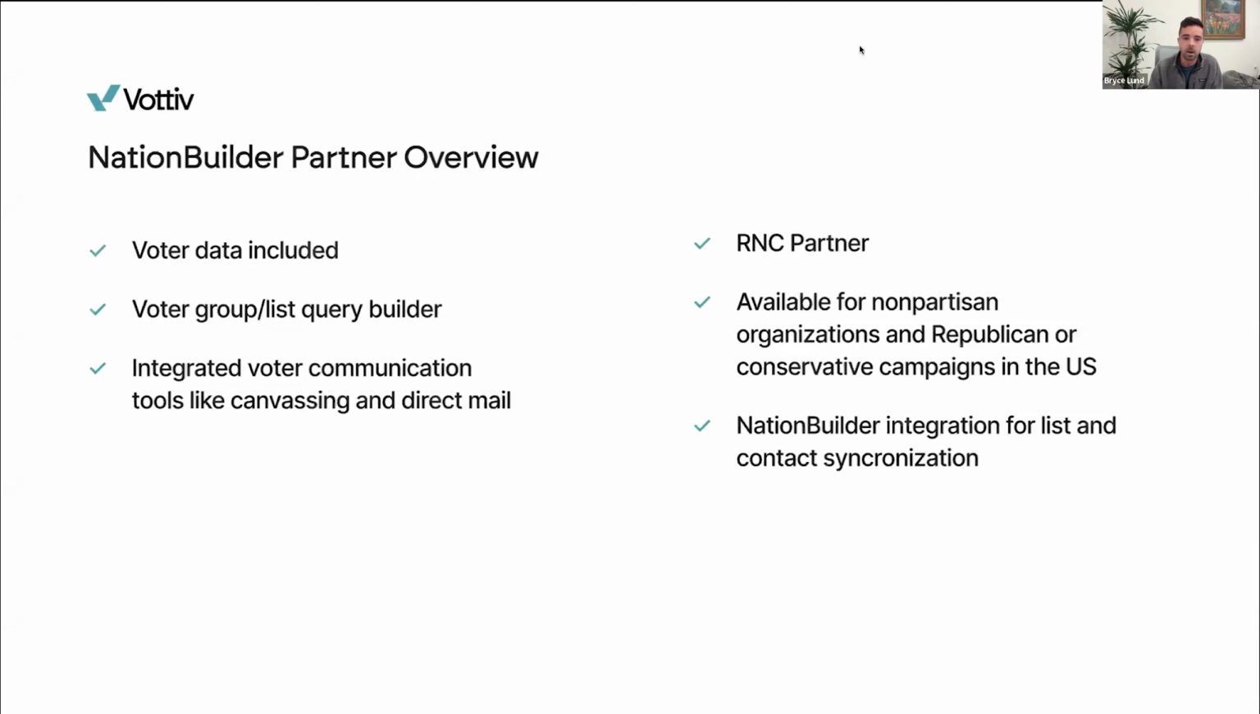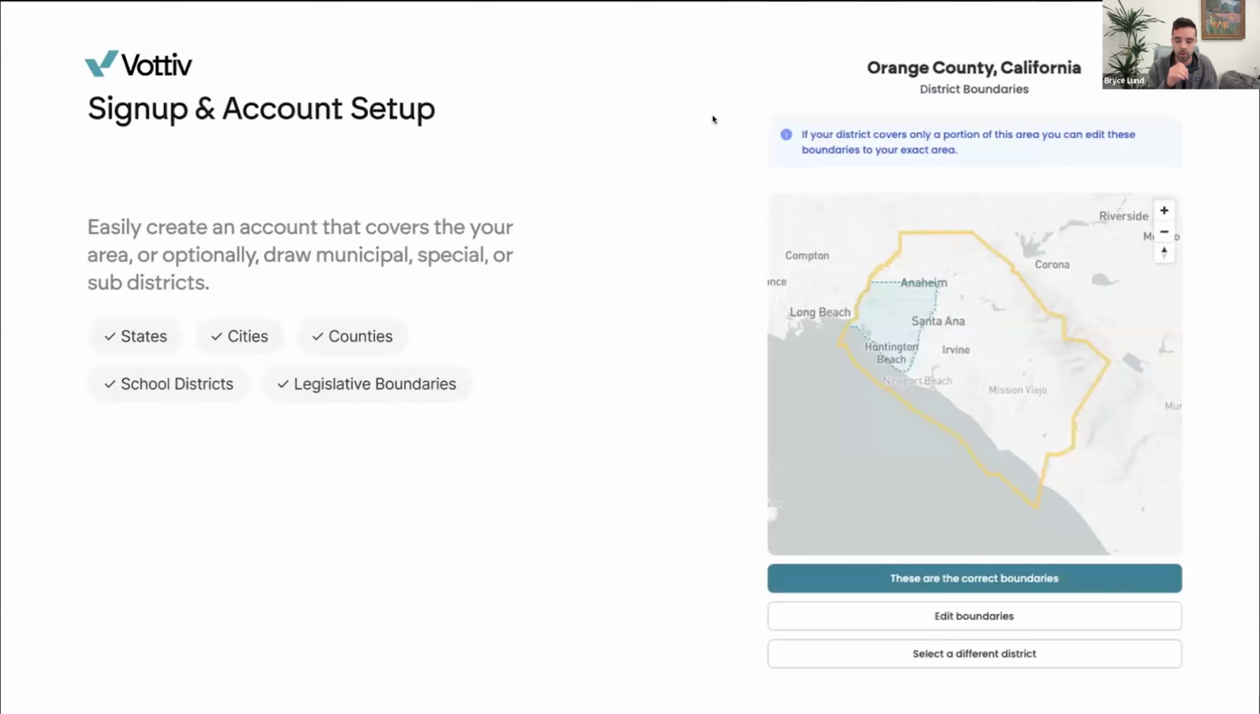So we have a robust voter and list query builder. We're an RNC partner, which means we're primarily US based. We're available to work with any nonpartisan organization or Republican and conservative campaign in the US. And on top of the voter data, we have some integrated voter communication tools like canvassing and direct mail. And we have our NationBuilder integration that allows you to sync across all of those contacts into NationBuilder. So I'll cover canvassing and direct mail quickly today as well.